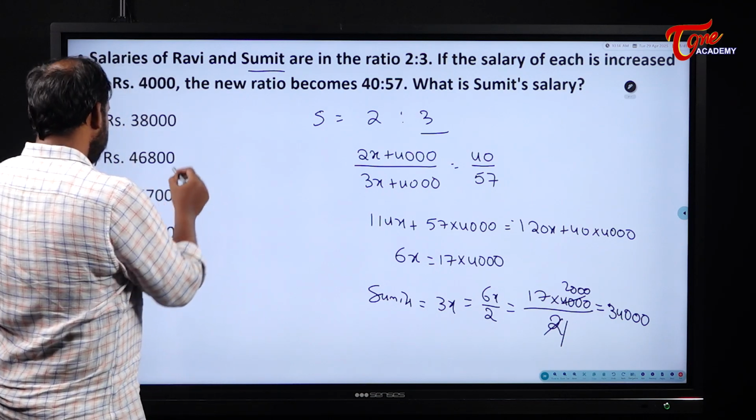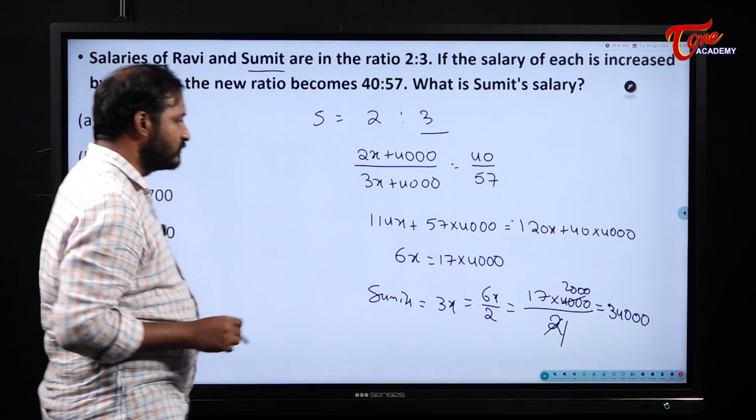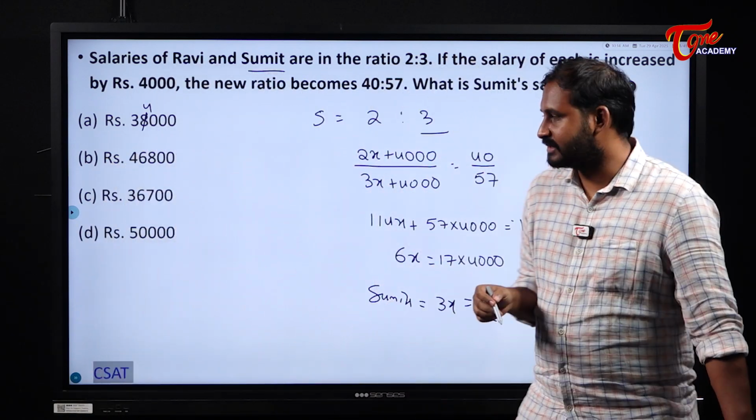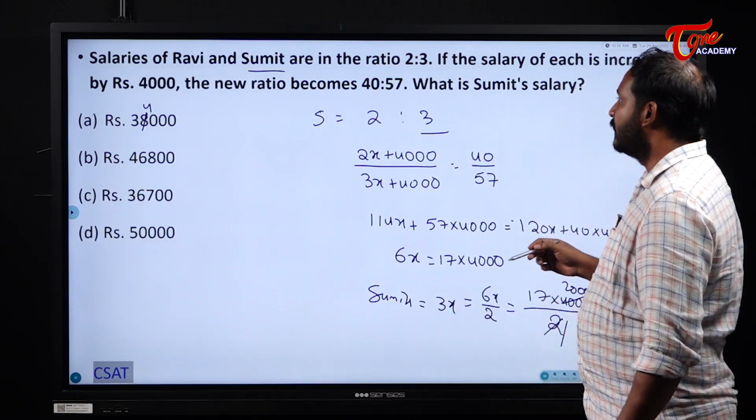Here there is some change. I think this is 34,000. 34,000 will be Sumit's salary for us here. Okay. Next one.